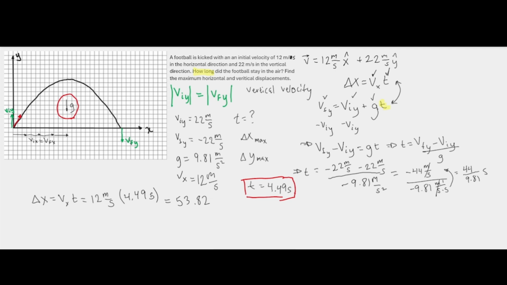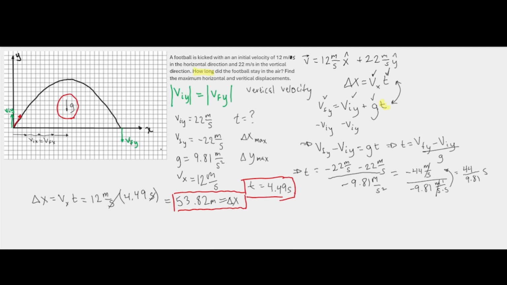This is seconds divided by seconds, and this should be meters. That makes sense because we're talking about a change in position. So that is the correct unit. So that is the one component of our answer that we needed, which was the horizontal displacement. We're left now with one last thing to solve for, and that is the maximum vertical displacement.